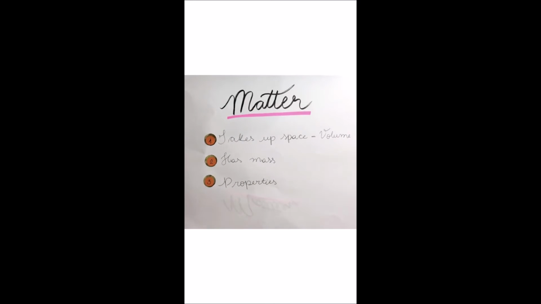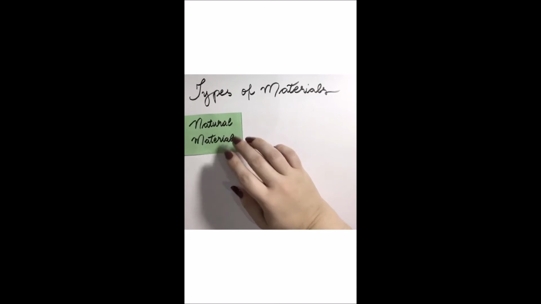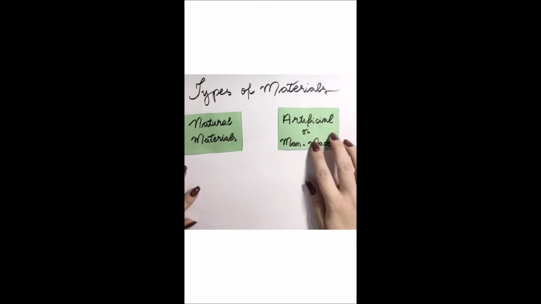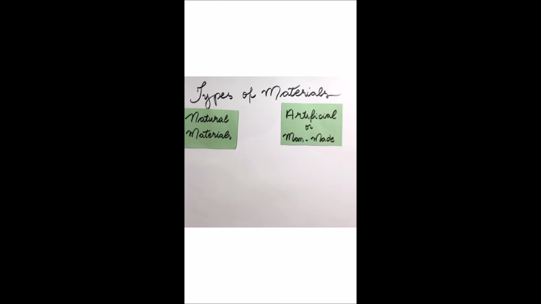Okay, so let's talk about the types of materials. If you look around yourself, you can find many objects. Those objects are made of different materials. We divide the materials into natural materials and artificial or man-made materials. The natural materials are those we can find in nature.